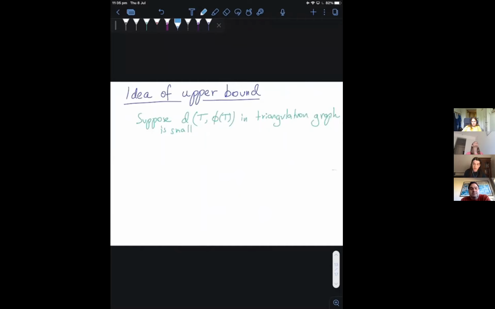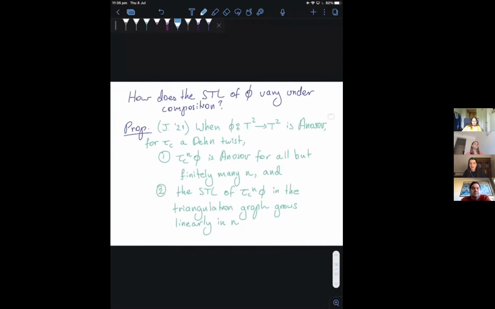And maybe talk about how this behaves when you compose your map with a Dehn twist, where it just turns out it does what you think it should do. You get this result. This is for a pseudo-Anosov map. If you compose with a power of a Dehn twist, then you can draw a really naive picture where you add on a constant amount of tetrahedra every time you apply the Dehn twist, and that's up to some constants the best you can do. So, yeah.